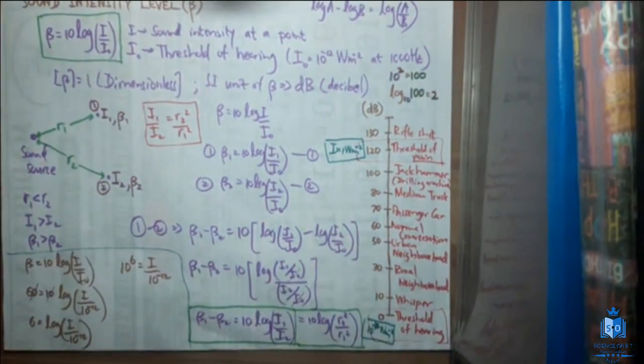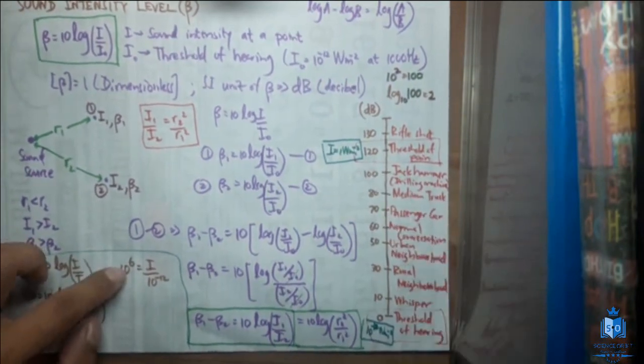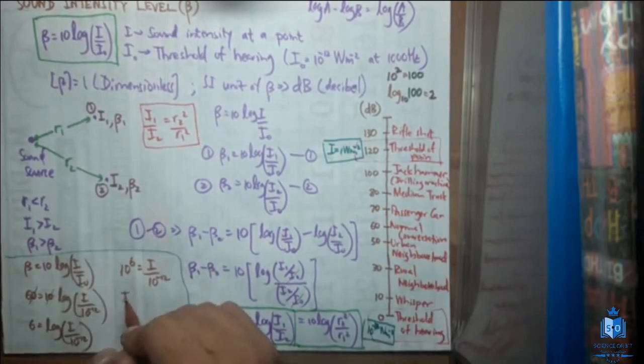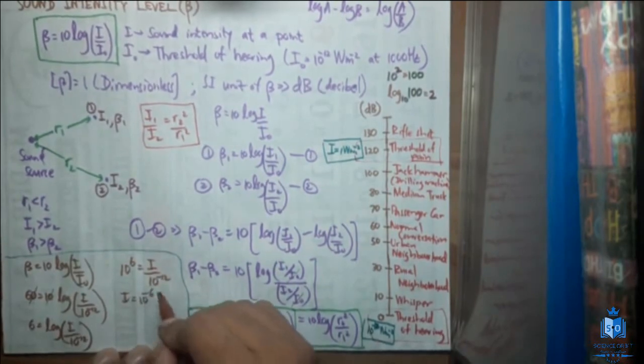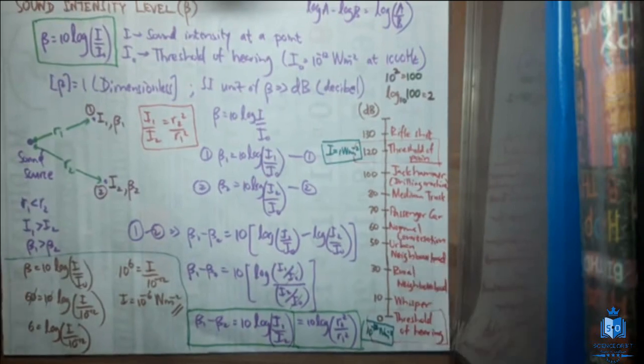Try comparing those two. Whatever the number you have here, you write it as the power of 10 on the other side. Then you can get rid of this log sign. You get this. And then finally, when you multiply this, you will end up with I equals 10 to the power minus 6 watt meter minus 2. So they will give you a decibel value. Then you should know how to convert that to sound intensity.